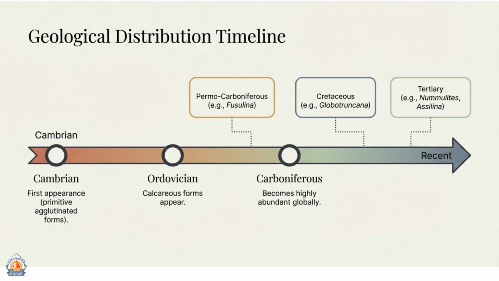Foraminifera have an extensive geologic range from Cambrian to recent, and primitive agglutinated forms first appeared during Cambrian. Later, calcareous forms evolved during Ordovician period and they became extremely abundant from the Carboniferous period onwards. Certain genera are characteristic of particular geologic period. For example, Fusulina is typical of Carboniferous. Globotruncana is characteristic of late Cretaceous. Then Nummulites are common in Paleogene.